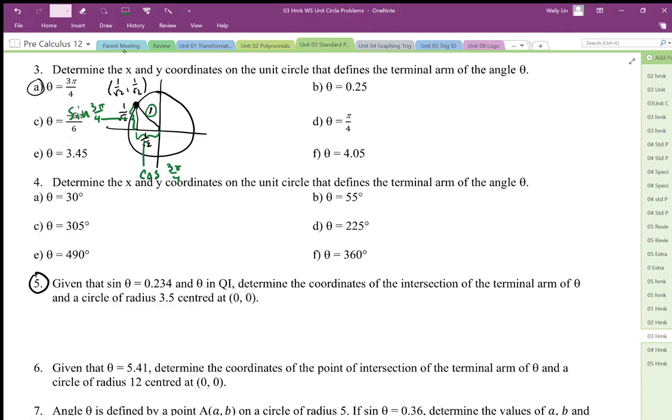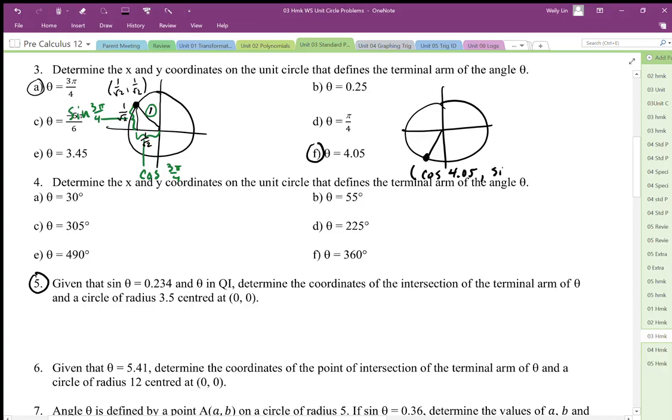So that said, we can take a look at question F. So I can then just generalize. The coordinate on this unit circle for that angle, 4.05, so maybe somewhere around there, is just going to be given by cosine of 4.05 and sine of 4.05. We can just plug that into our calculator to work that out.